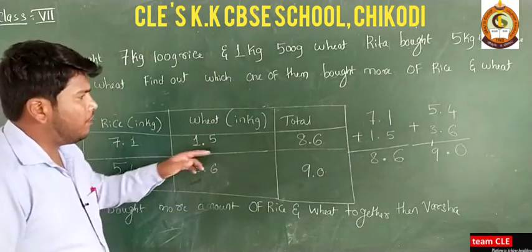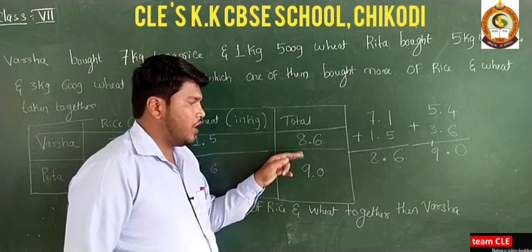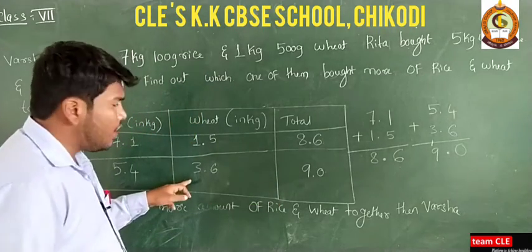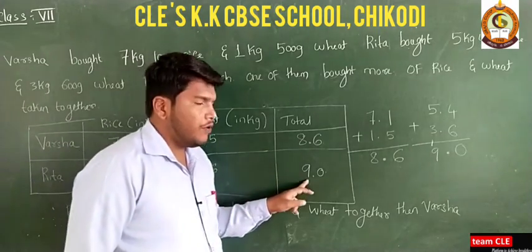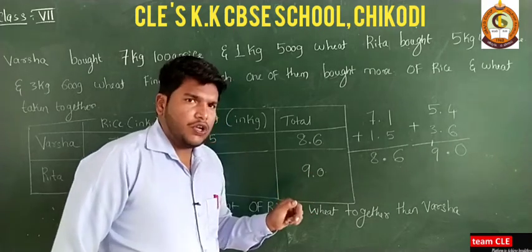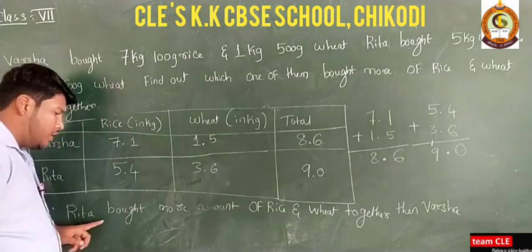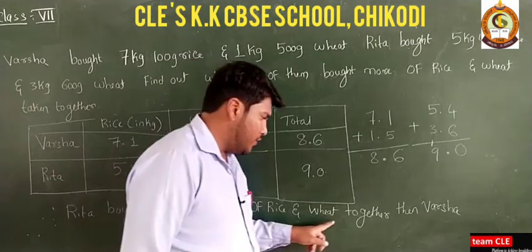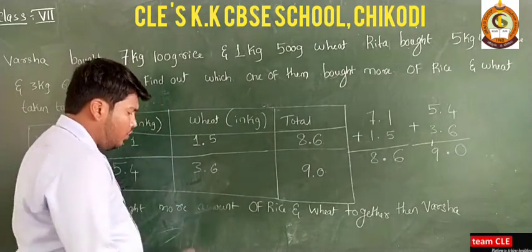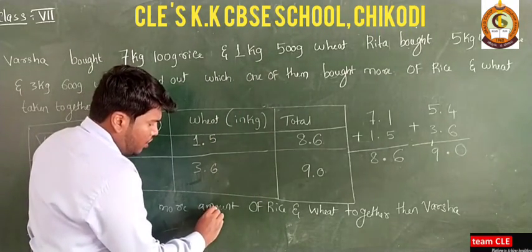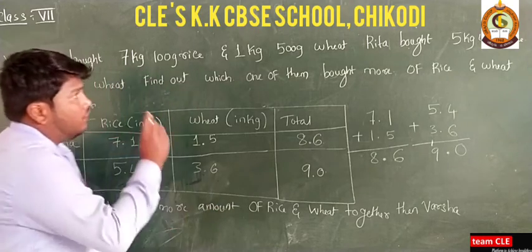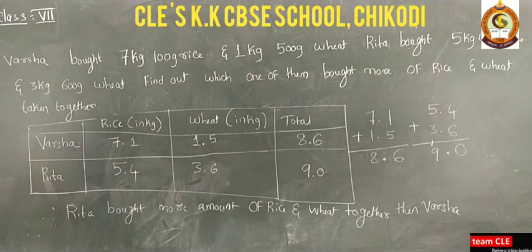So see here, if you compare both Varsha's weight and Rita's weight, Rita's weight is more than Varsha's. So what we can write: Rita bought more amount of rice and wheat together than Varsha. So this is your conclusion. Okay, so pause the video to note down this problem.